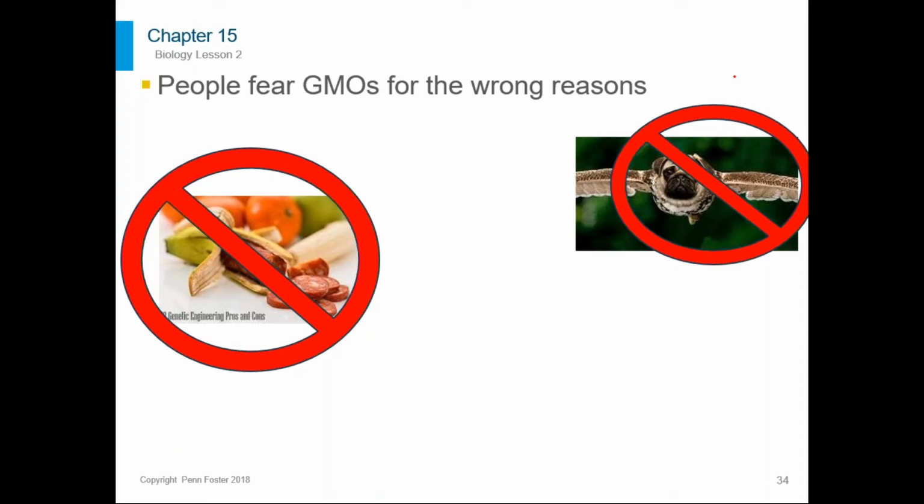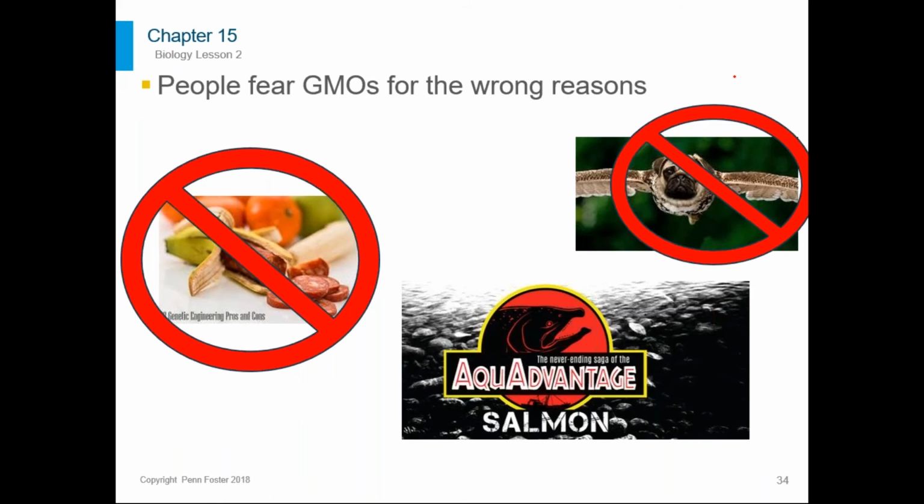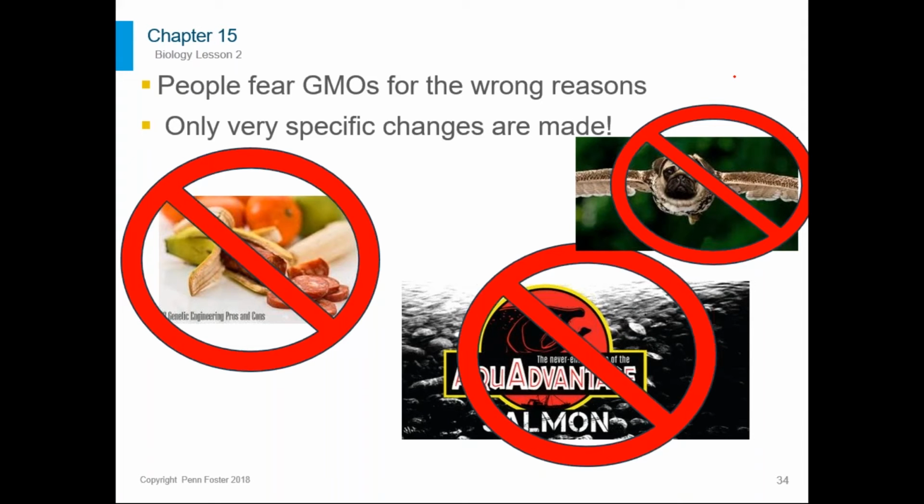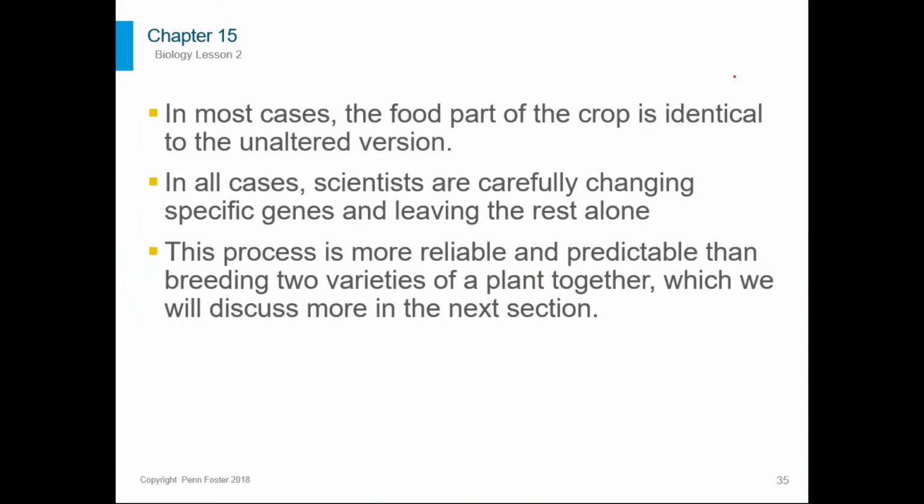Or they might fear kind of a Jurassic Park situation where the scientists thought they were making one change, but then they didn't account for something completely different, and then everything goes to wreck. Well, that's not happening either. So it's important to realize that genetic modification just makes very specific changes that are very small. In most cases, the food part of the crop is identical to the unaltered version. You're not really eating anything different.